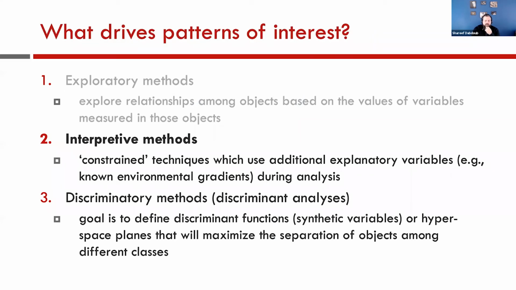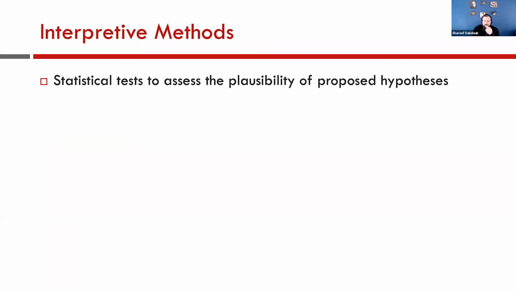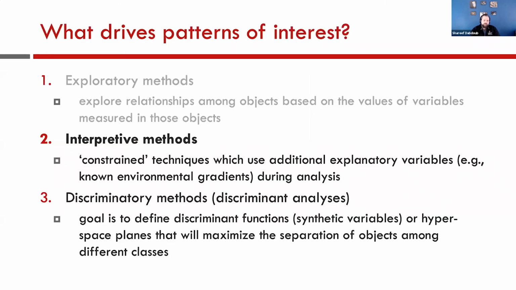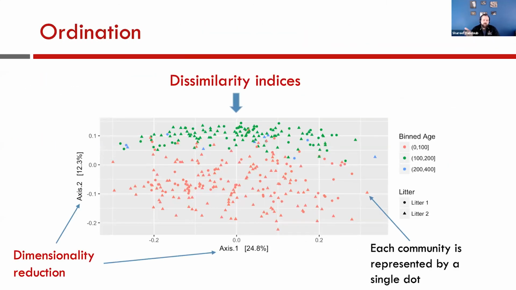So the next thing we're talking about is interpretive methods. These are statistical tests where we want to assess the plausibility of the proposed hypotheses. So once we've generated an ordination, going back here, how can we tell whether these communities are different or not? In general, we can say the green samples look to be somewhat different from the red samples. But we need a quantitative way to test these hypotheses.